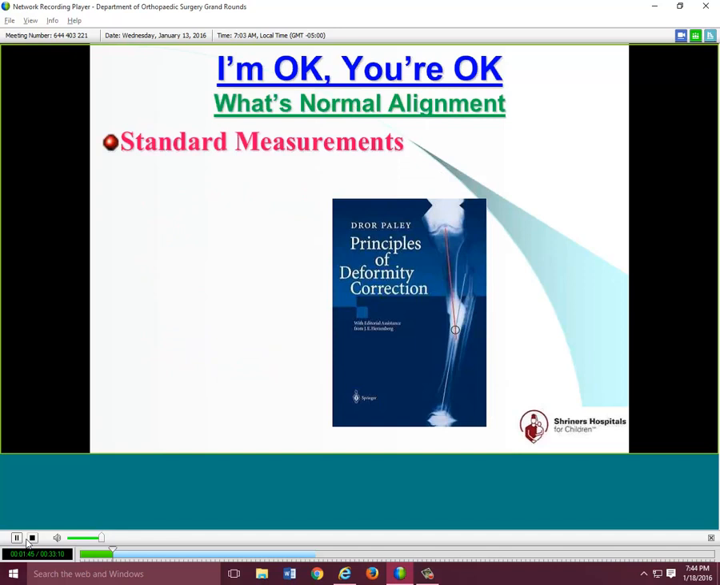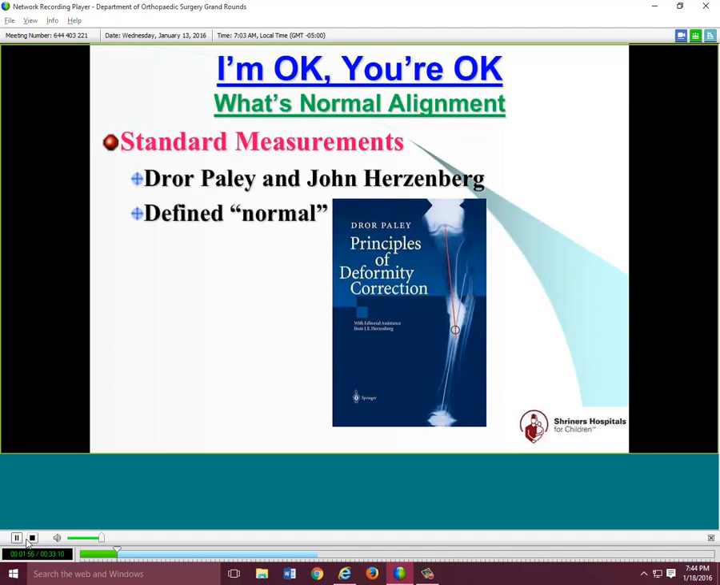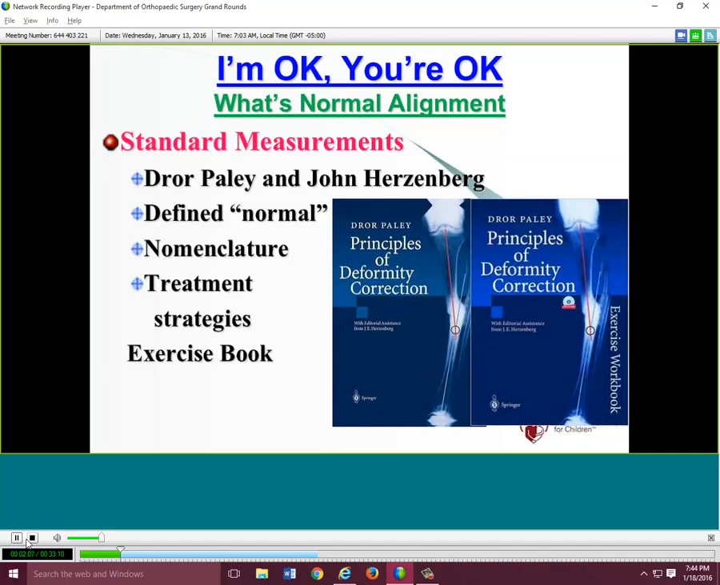Much of this is going to be based on these books here by Dror Paley and John Herzenberg, where they really came up with a good way of talking about the standard measures of how we should look at limbs, what's normal, and how we can define what's not normal. They came up with a nomenclature so we can talk to each other about it, as well as a bunch of treatment strategies.